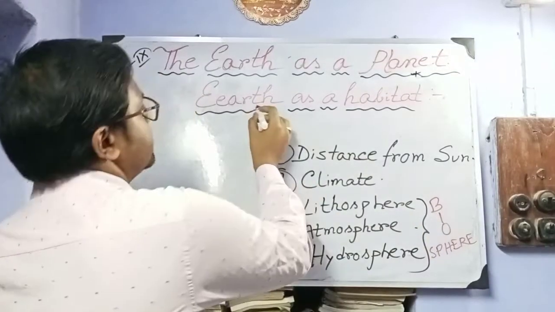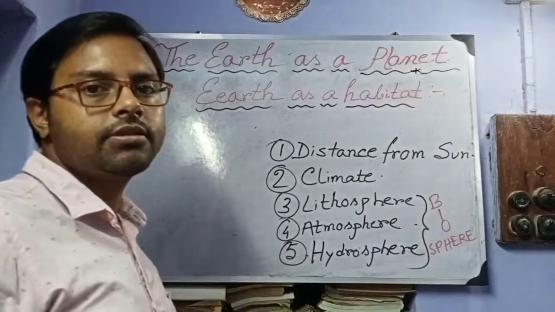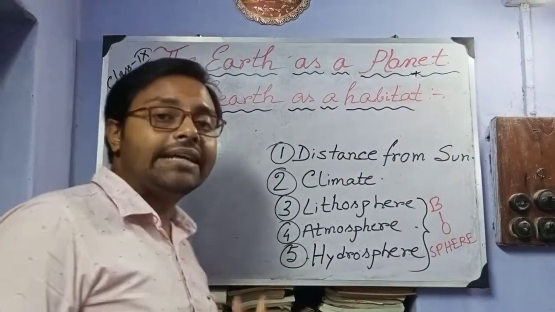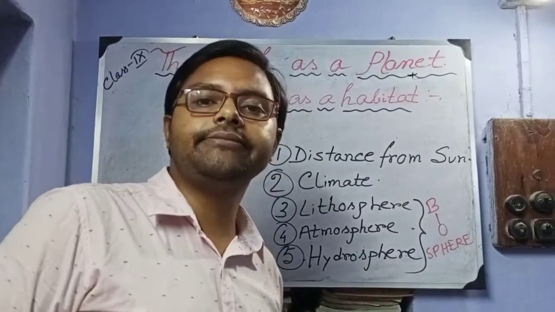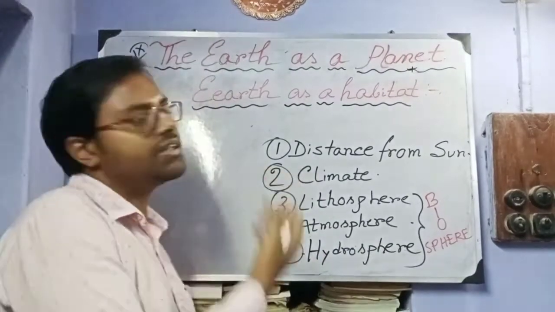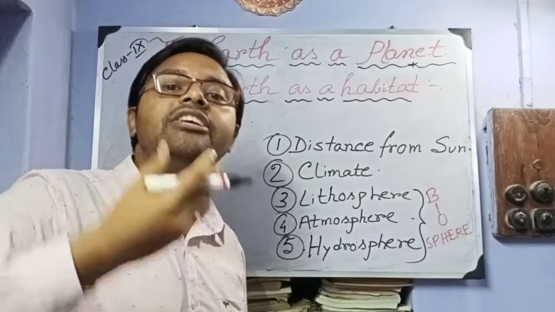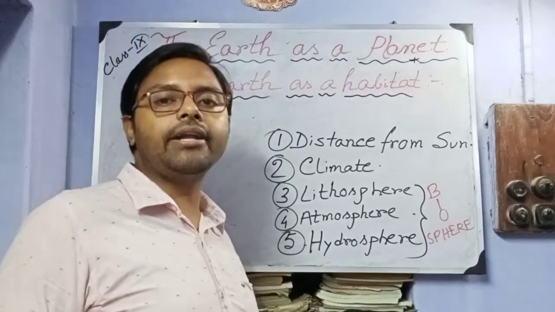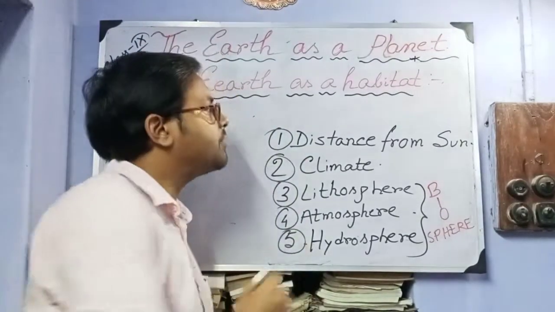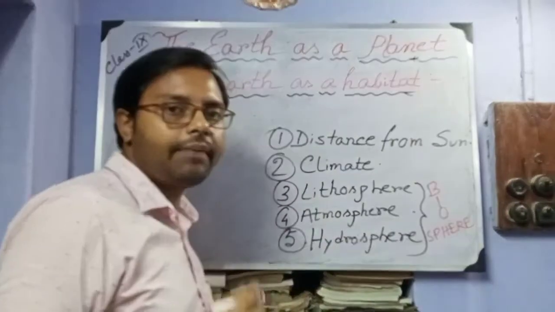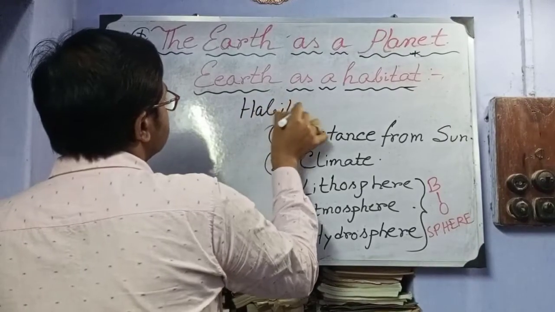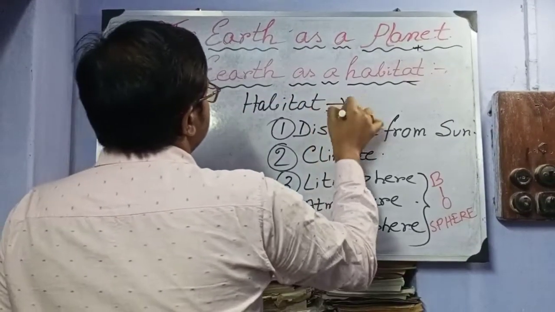Our last and final topic is the earth as a habitat planet. So what is habitat? That means why the earth has conditions for living organisms or living beings. Why the earth has given us the opportunity to live on it. Why earth is a living planet. Among the 9 planets surrounding the sun, only the earth has a habitat. Why? First of all, we have to know what habitat is. Habitat means the living place.